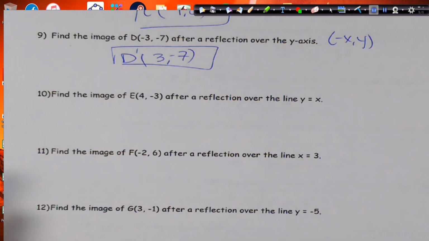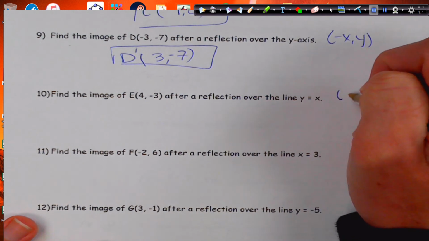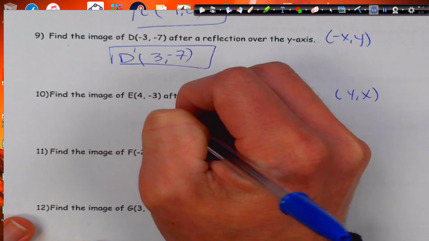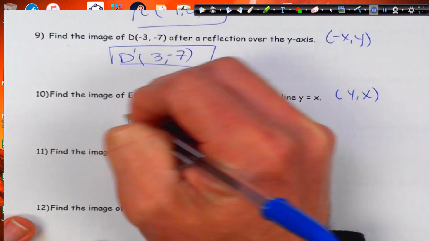Reflect over the y equals x line. We're just going to go ahead and switch positions. We're going to flip-flop spots, so we get negative 3 comma 4 for E prime.